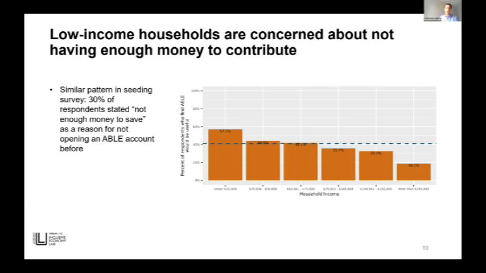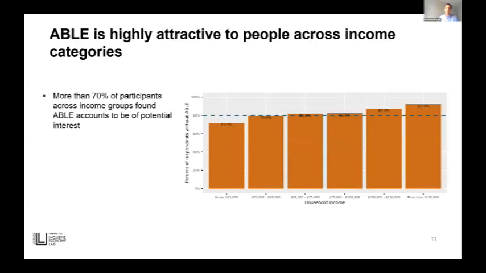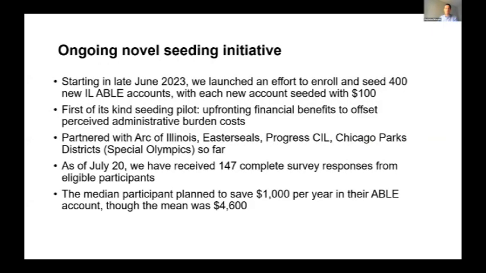However, despite these barriers, what we did find from the survey is that the program, especially once the features of the program are explained to survey respondents, is very attractive to the large majority of people across all income groups. More than 70% of our participants actually said that they would be interested in opening an account, and they find that the program is attractive.